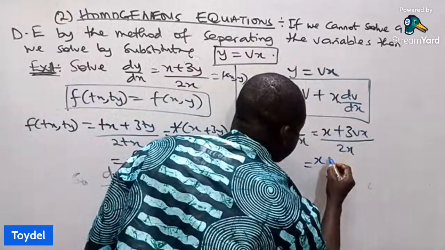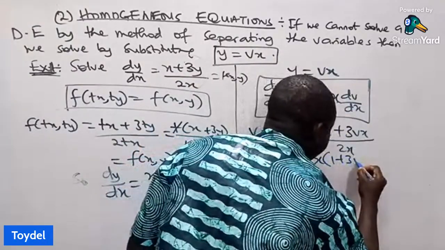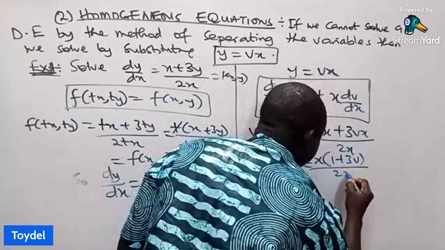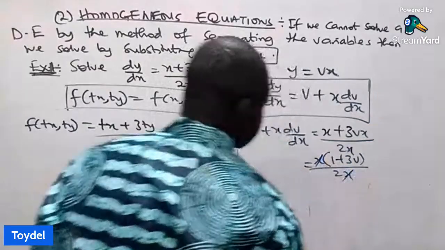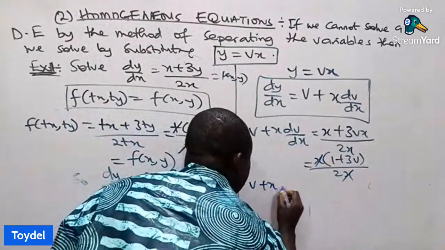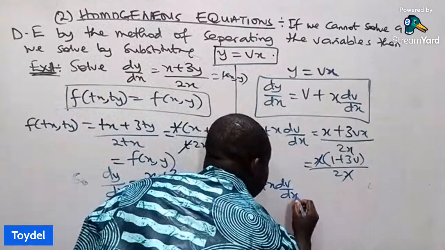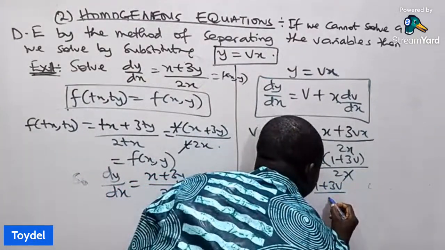What can we say about this equation? x is common. We can bring out x into bracket, 1 plus 3v, all over 2x. So x can take care of x. So that at the end of the day, we have v plus x dv dx to be equal to 1 plus 3v all over 2.